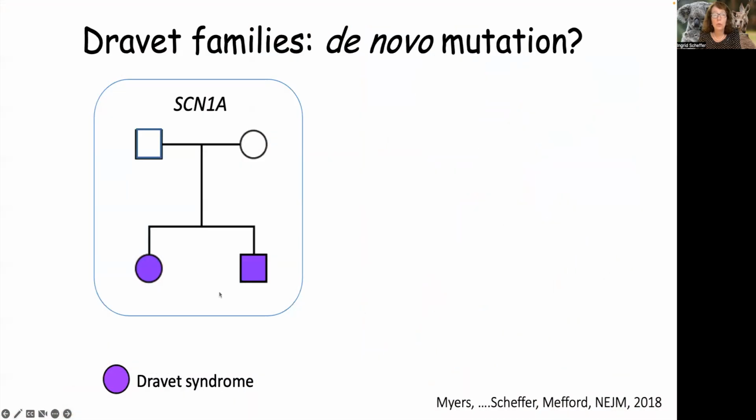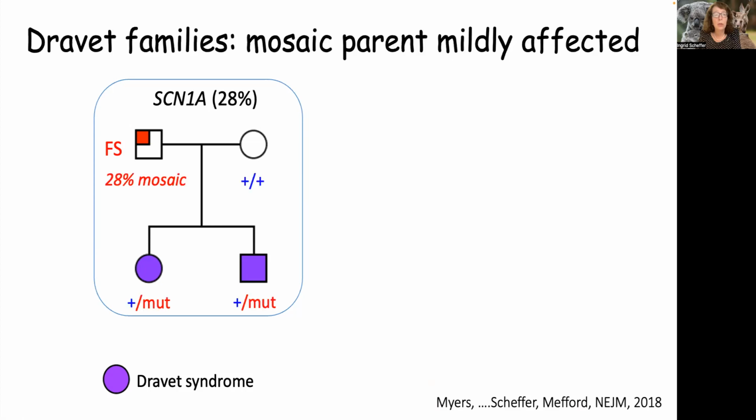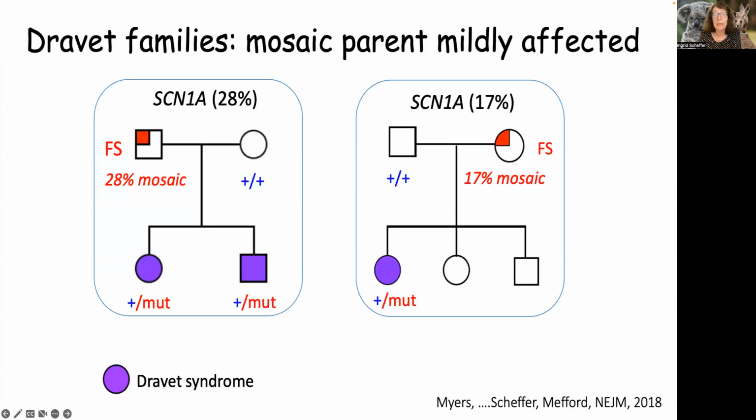Turning now to the second type of mosaicism, where it's in the parent rather than the child. Once you have 2 children with Dravet syndrome, it's obvious that one of those parents must carry the mutation. And in this family, a father had a history of febrile seizures, and he was 28% mosaic for his children's mutation, but both children were severely affected, and this girl later died of SUDEP. In this family, the mother was 17% mosaic and had febrile seizures, was very normal, and she fortunately only had 1 child with Dravet syndrome.